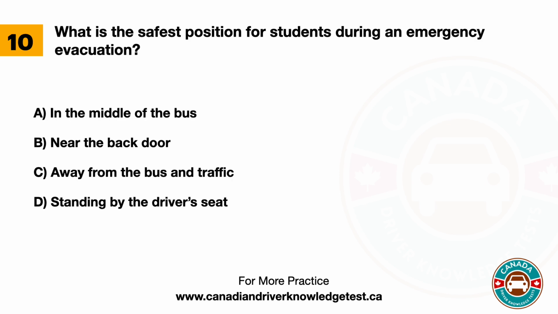Question 10. What is the safest position for students during an emergency evacuation? A. In the middle of the bus. B. Near the back door. C. Away from the bus and traffic. D. Standing by the driver's seat. The answer is C. Away from the bus and traffic.